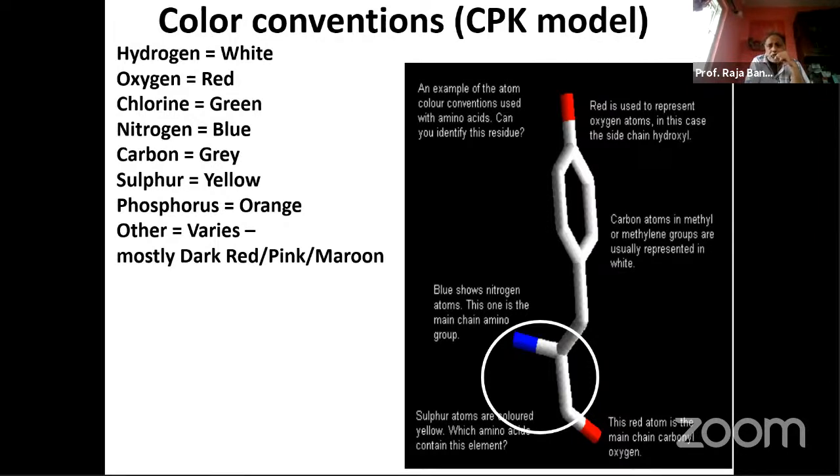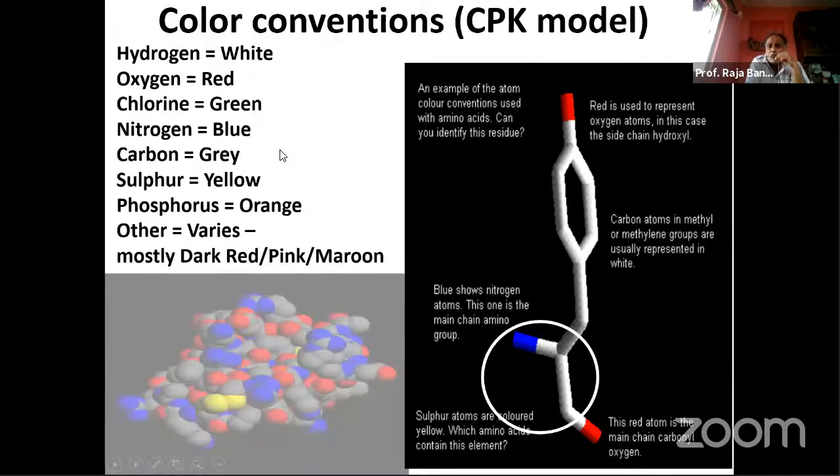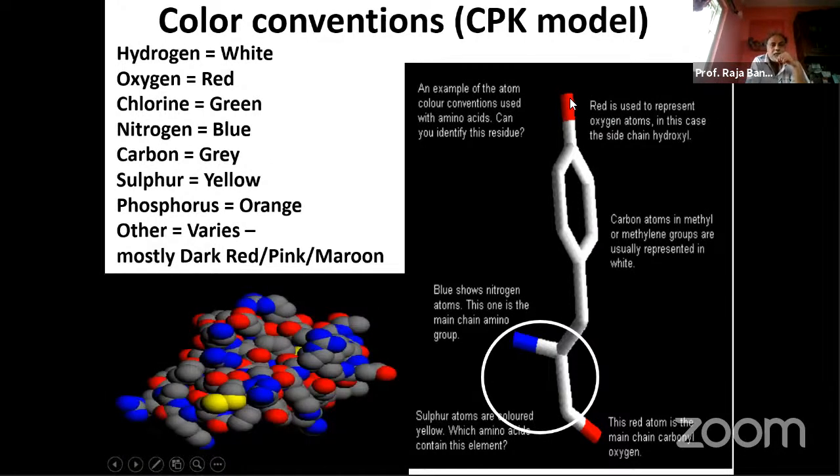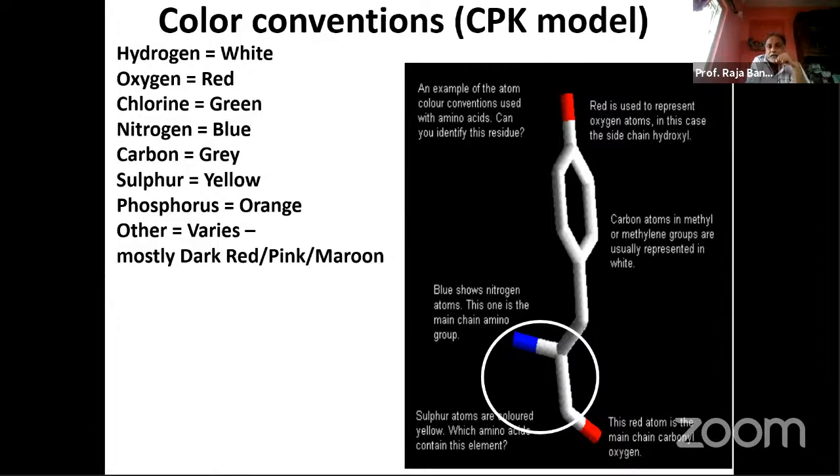Corey and Pauling initially gave this: hydrogen is white, oxygen is red, chlorine is green, nitrogen is blue, carbon is gray, sulfur is yellow, phosphorus orange, and others. What we have to keep in mind is this. Here I am showing an example of the atom color convention used with amino acids, because we will work with biomolecules. This is an example of the tyrosine molecule.